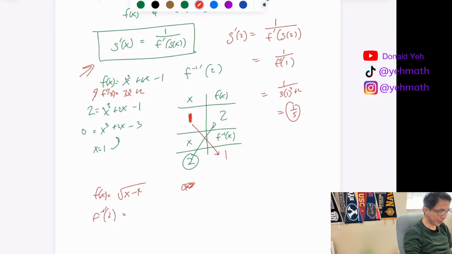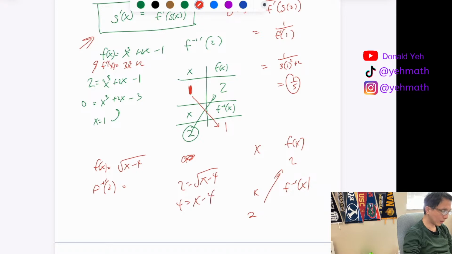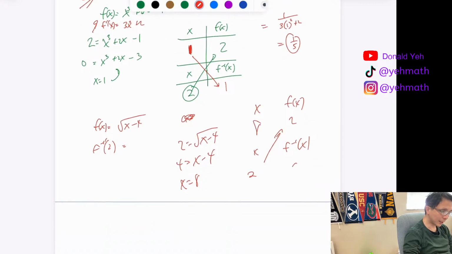I'll go and figure it out. There's the x value, there's f of x, and there's f inverse of x, right? So we have to figure out what 2 is here. So this is 2. 2 is equal to x minus 4, so x is equal to 8, I believe. So this is 8.